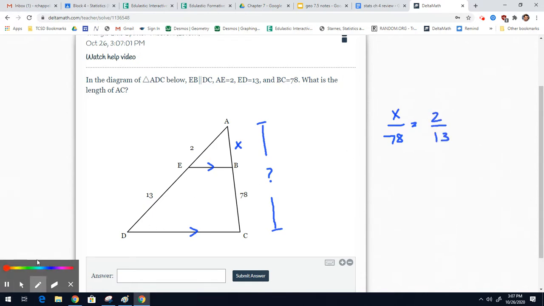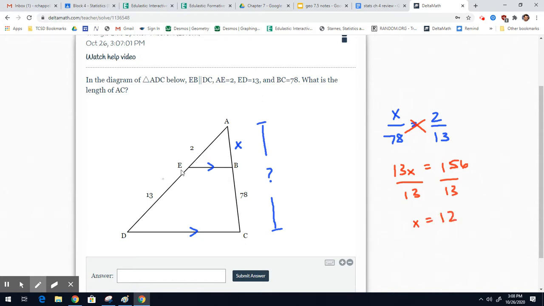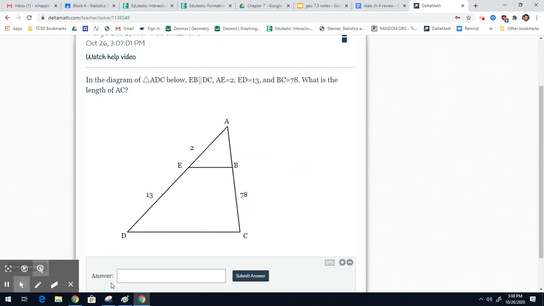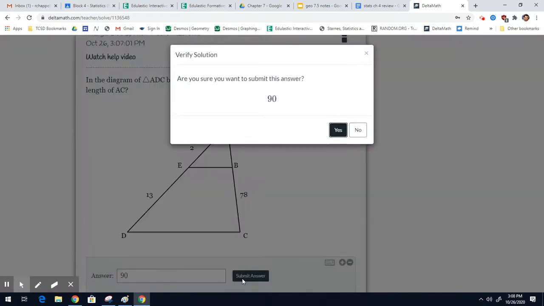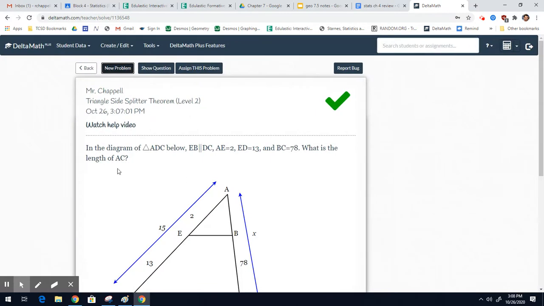Now, we're going to solve a proportion like we know how. Cross multiply. X times 13 is 13x. 78 times 2, use a calculator, whatever you got to do, that's 156. Divide by 13, and x equals 12. So this value right here is 12. And now to find the length of AC, we're simply going to add 12 and 78 together. And 12 plus 78 is 90. Submit. Yes, I do. Green check mark. Awesome. Next problem's coming.